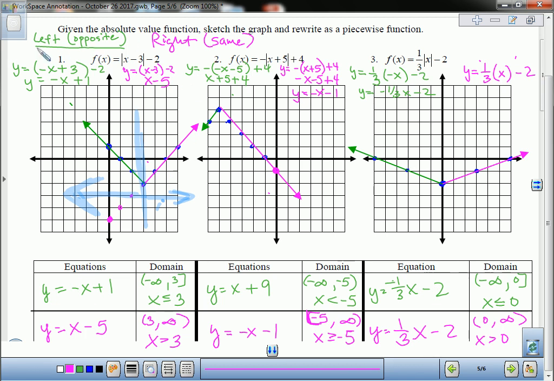So to do it algebraically, for the right side, everything stays the same. Just switch those absolute values to parentheses, distribute, and simplify. But for the left side, we have to do the opposite of everything in the absolute value. Nothing else changes, just the opposite of what was in the absolute value. Distribute and simplify.